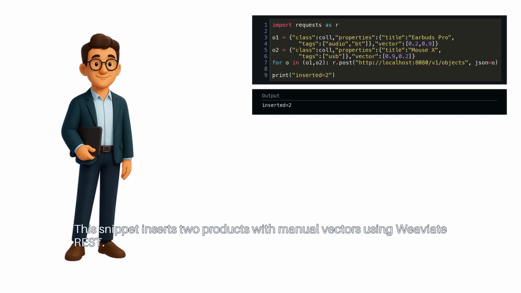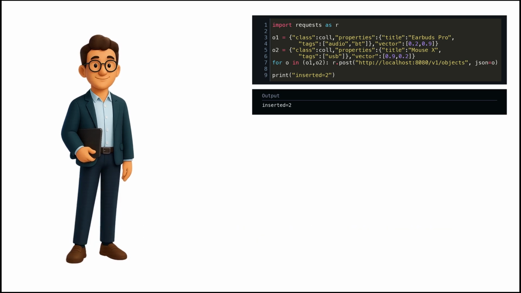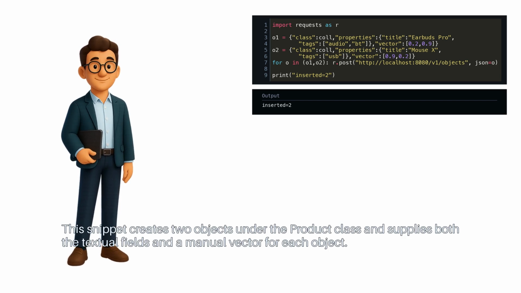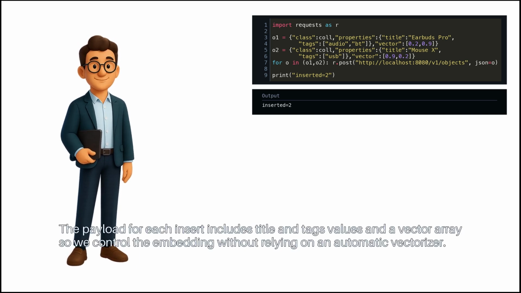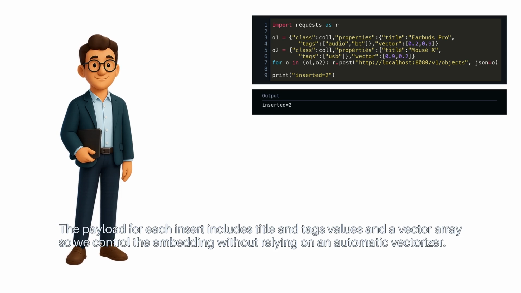This snippet inserts 2 products with manual vectors using Weaviate REST. This snippet creates 2 objects under the product class and supplies both the textual fields and a manual vector for each object. The payload for each insert includes title and tags values and a vector array, so we control the embedding without relying on an automatic vectorizer.